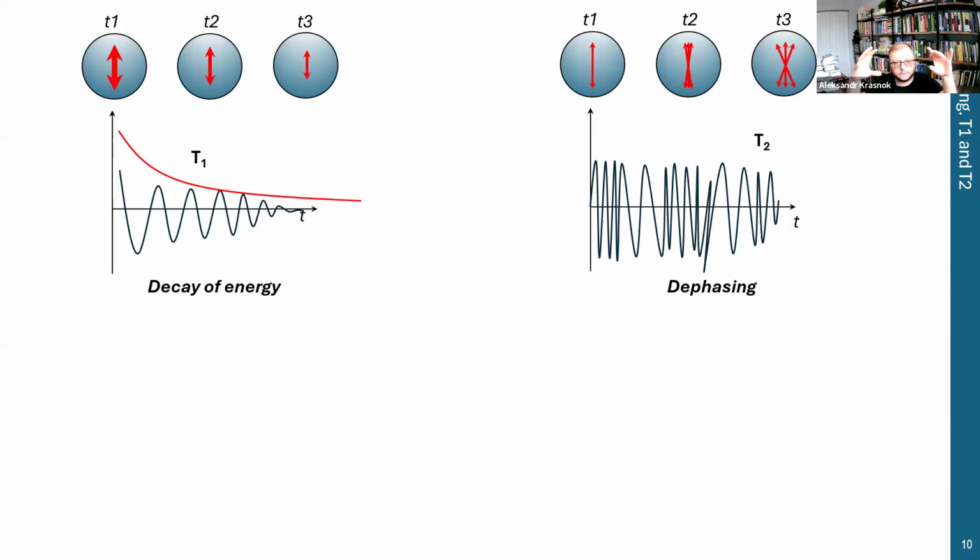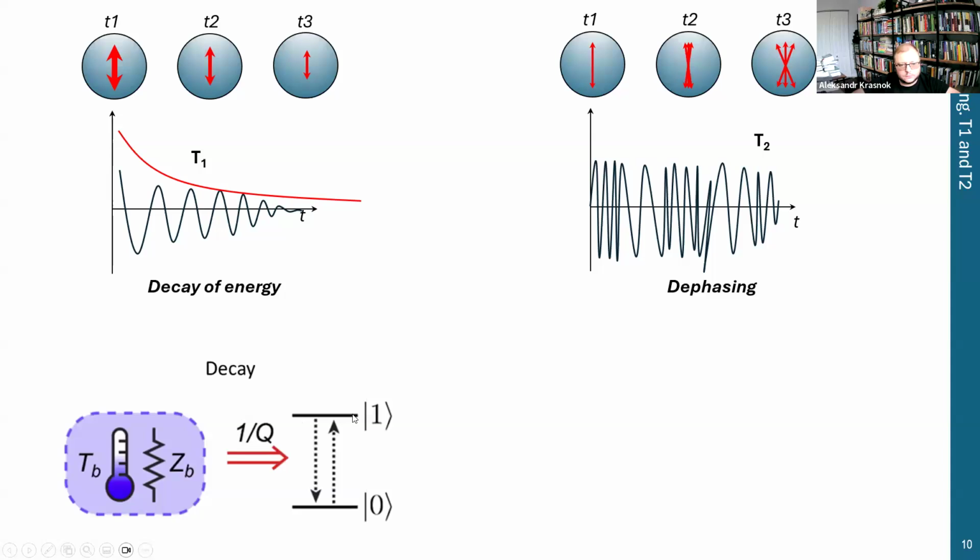We say that the field lost its phase. So the field state is dephased. That's why this process is called dephasing. And the characteristic time of losing the well-defined state, when the mode loses its state, is called T2. So it's a dephasing time.